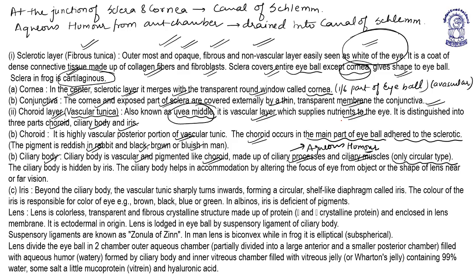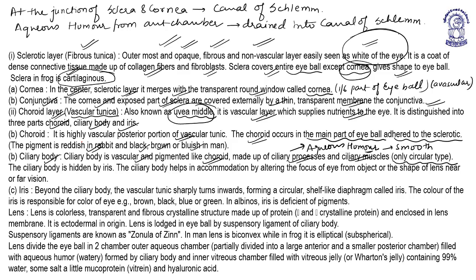The ciliary muscles are smooth muscles, and they are circular muscles. The smooth muscles in case of ciliary muscles are of two types, circular and meridional, but mostly circular muscles are there. These are attached to the ciliary body, and they are known as suspensory ligaments.